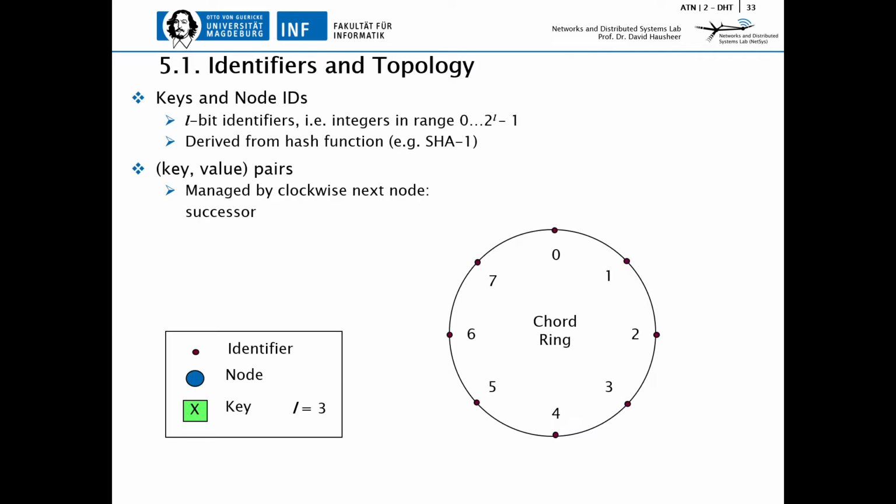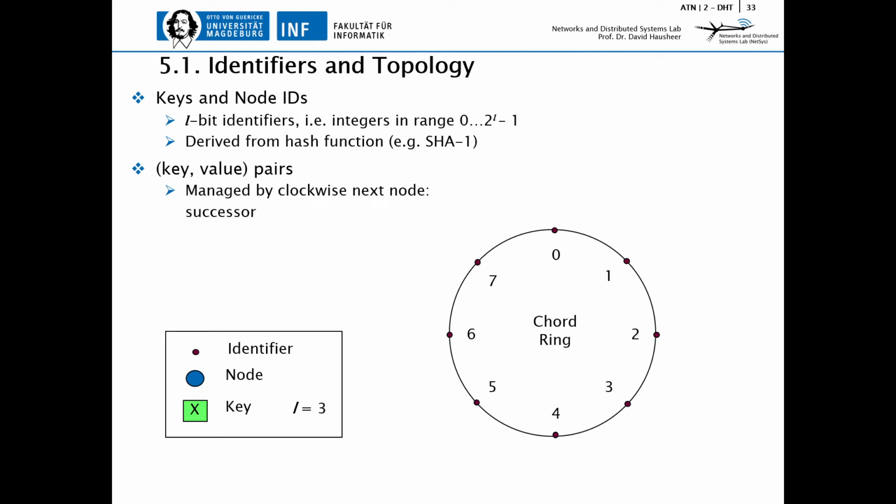First of all, let's look at the identifiers and topology in the Chord network. So in Chord, there are L-bit identifiers. That means identifiers are integers in the range starting with 0 all the way up to 2 to the power of L minus 1. These identifiers are derived from hash functions, typically SHA-1, and there are key value pairs that are being stored. Now let's look at how these key value pairs can be stored.